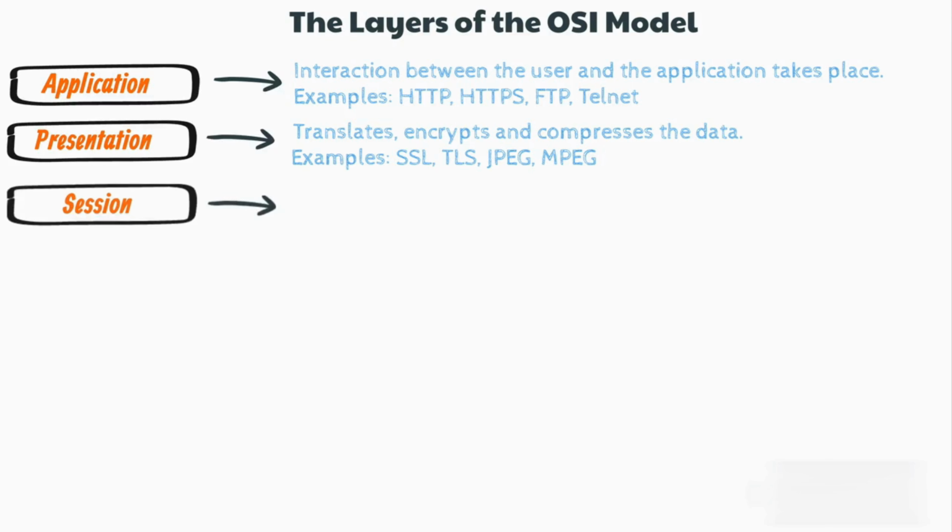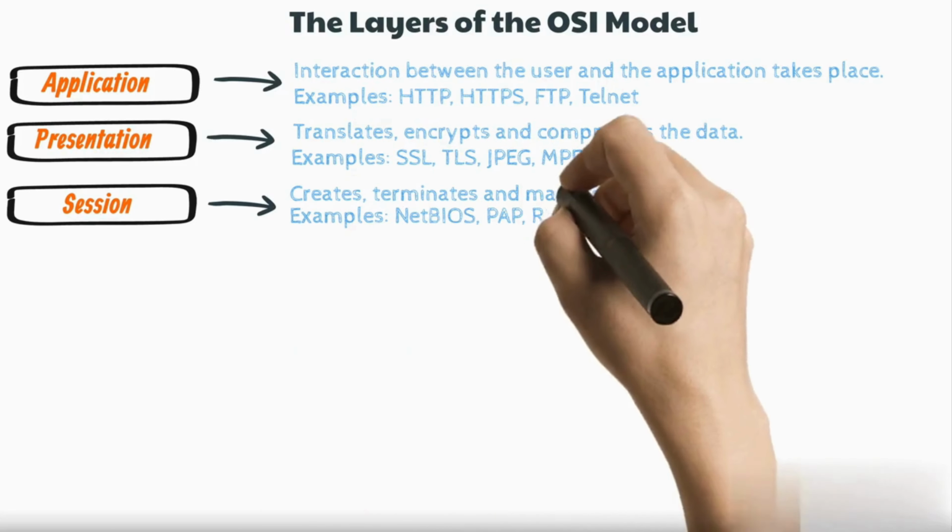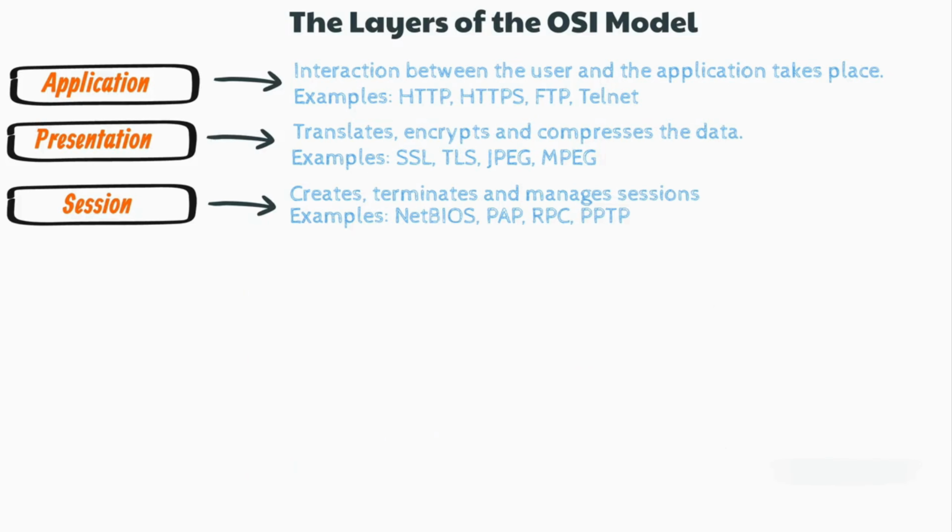3. Session layer, Layer 5. Function. The session layer manages and controls the connections between computers. It establishes, manages, and terminates sessions between two communicating hosts. Examples: NetBIOS, Network Basic Input-Output System; PAP, Password Authentication Protocol; RPC, Remote Procedure Call; PPTP, Point-to-Point Tunneling Protocol.